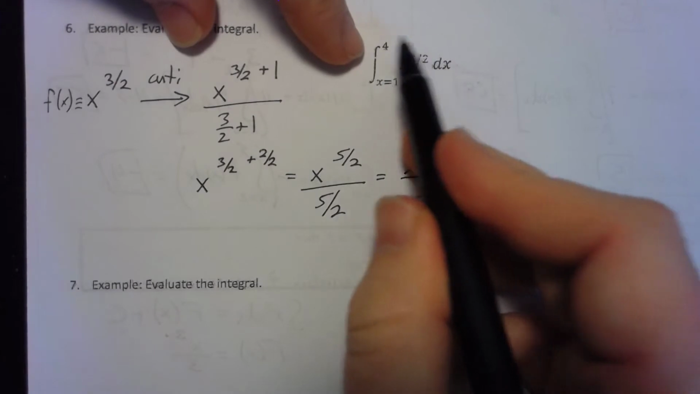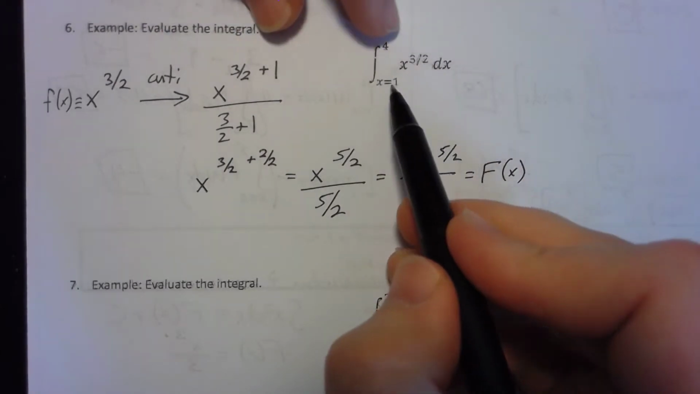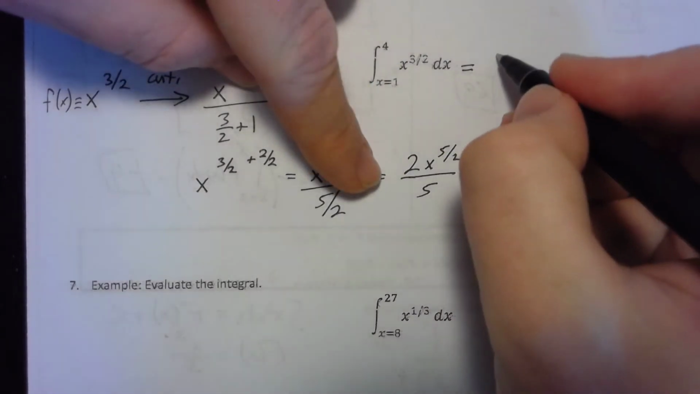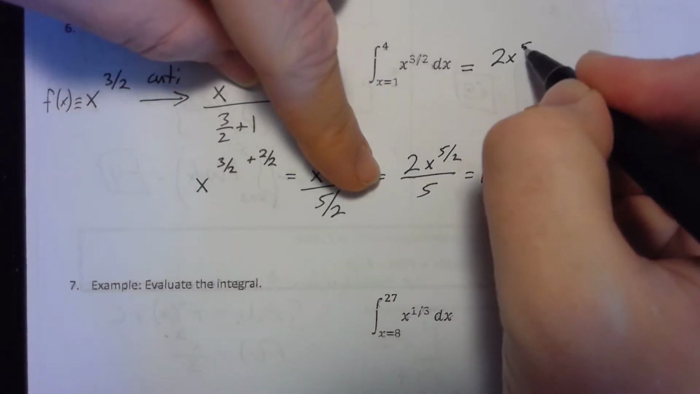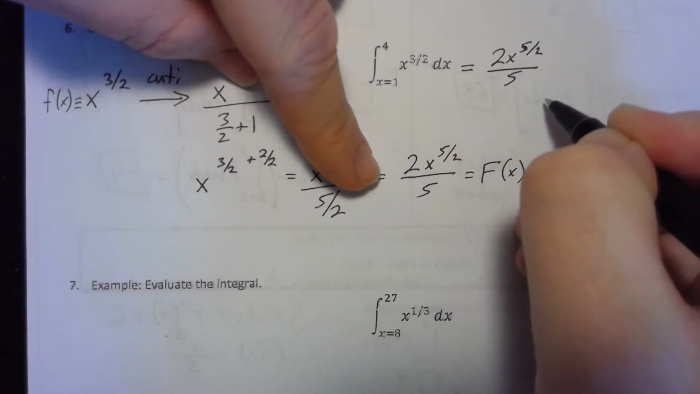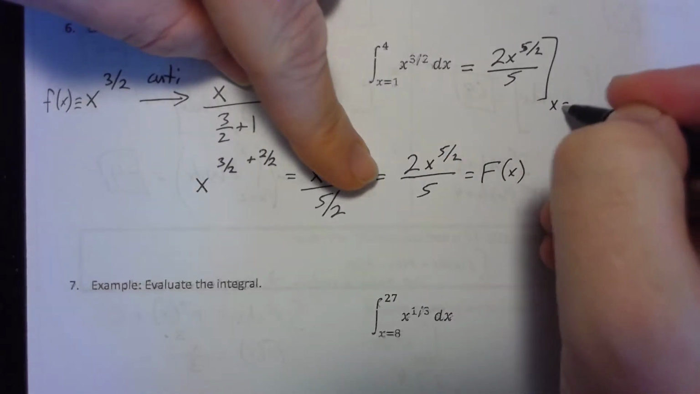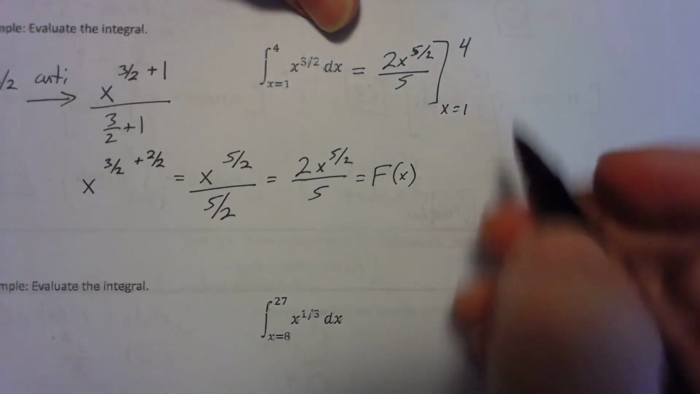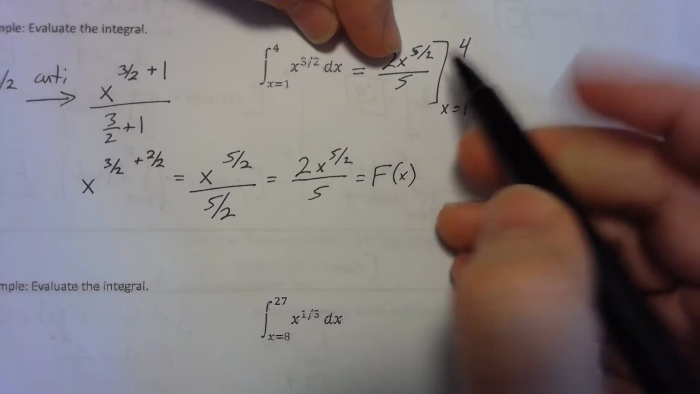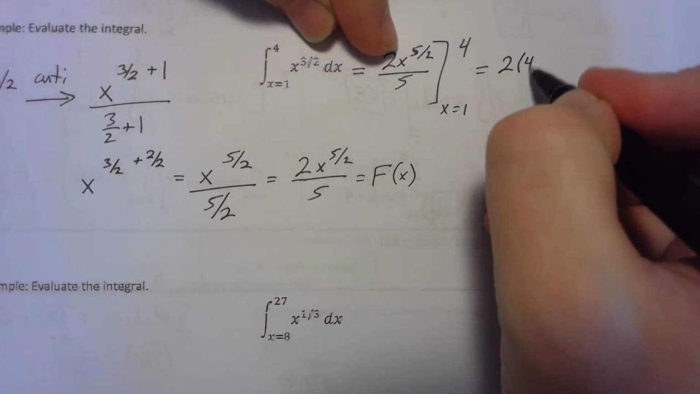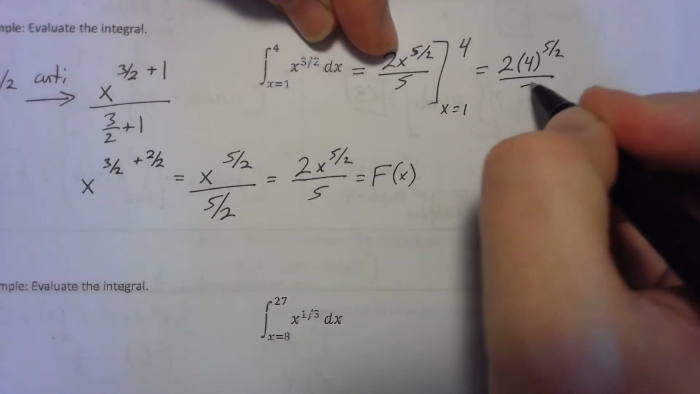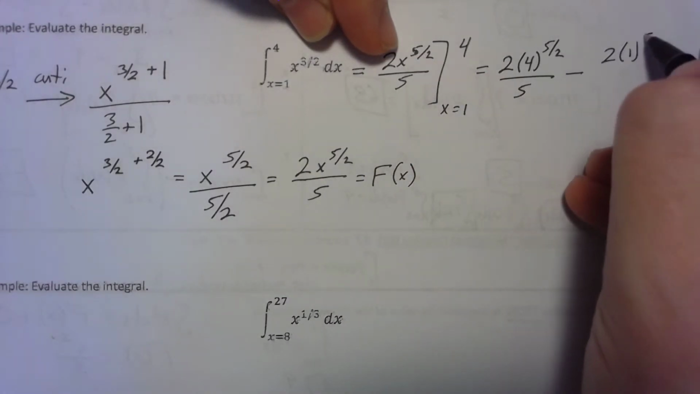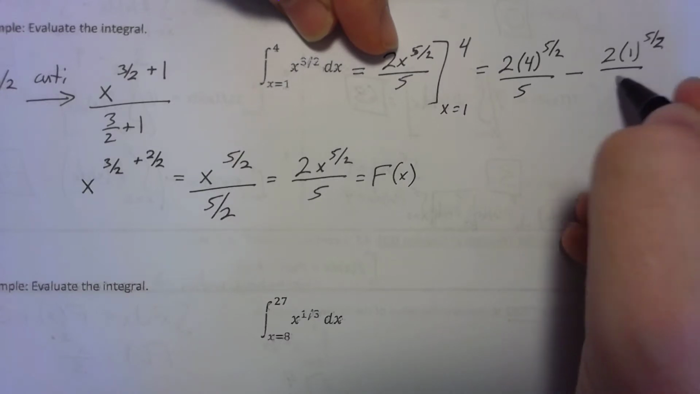Okay, so then right here, if I'm trying to find the integral from 1 to 4 of this function, that means this is going to be equal to the antiderivative function, 2x to the 5/2 divided by 5, evaluated from x equals 1 to 4. Remembering that the fundamental theorem of calculus says I'm going to plug in 4 first, evaluate that. So this is 2 times 4 to the power of 5/2 divided by 5 minus, now I'm plugging in 1, 2 times 1 to the power of 5/2 divided by 5.